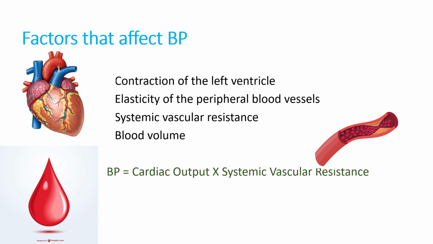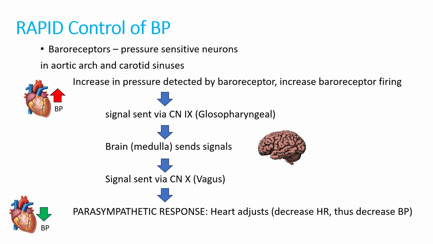There are many factors that affect the person's blood pressure, including contraction of the left ventricle, elasticity of the peripheral blood vessels, systemic vascular resistance, and blood volume. Rapid control of blood pressure lies on baroreceptors. These are pressure-sensitive neurons found in the aortic arch and the carotid sinuses.